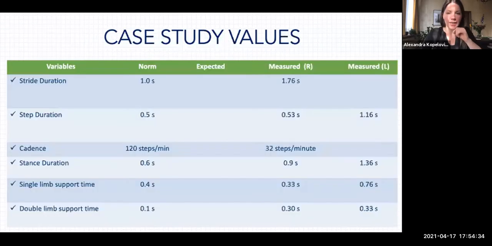So let's take a look at our case study values and our universal flow sheet. I'm just going to leave it here for a second. If you need to, you can take a screenshot of these values so you can actually have the norms. And these are just measured for our patient case scenario, so that's obviously going to be different from patient to patient. I'm just going to leave it here for a second for you to take a screenshot.